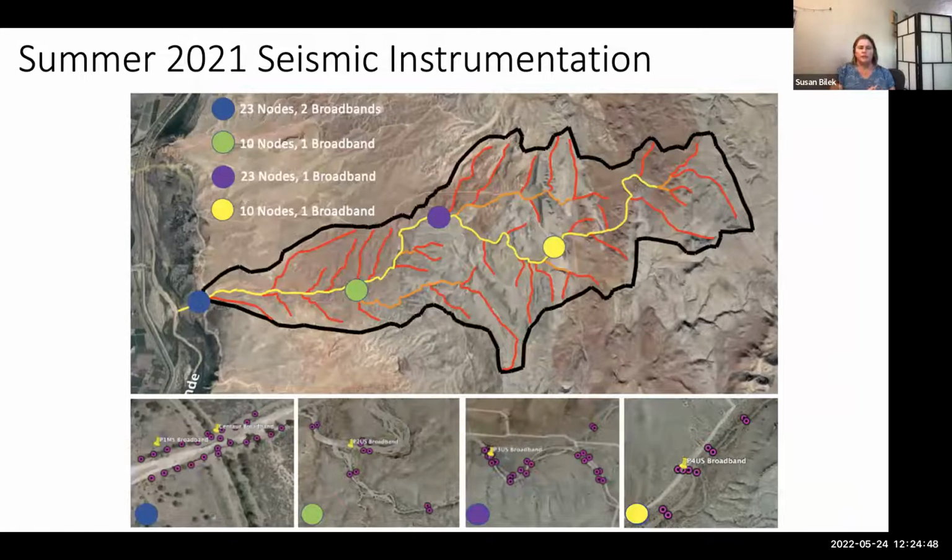And so I'm going to focus on data collection from summer 2021 corresponding with that active flood season. This is the distribution of the stations that we had during that year. We had most of the instruments located along the banks at the outlet station. And then we had another concentration of stations at one of the upstream areas, which is in an area where we have changing lithology along and in the channel. And then we had 10 nodes each at these other upstream locations.